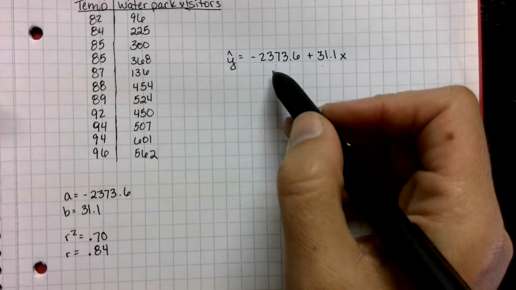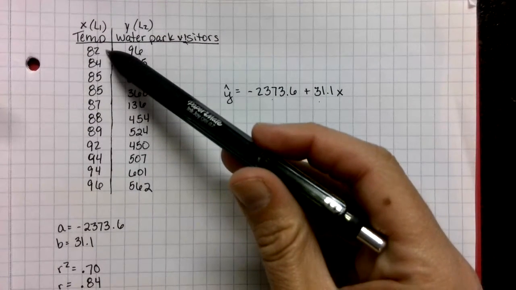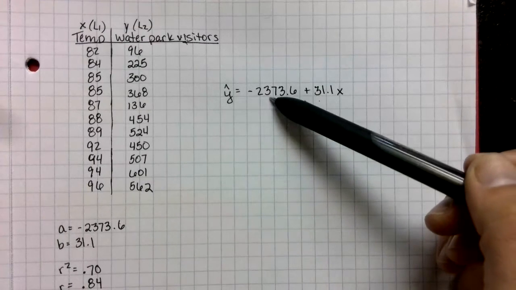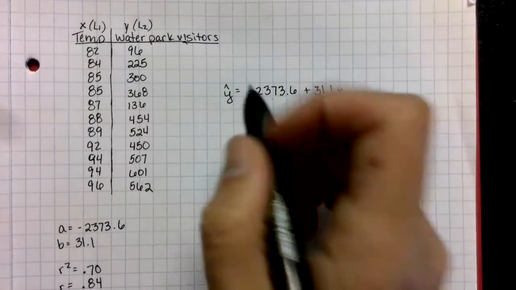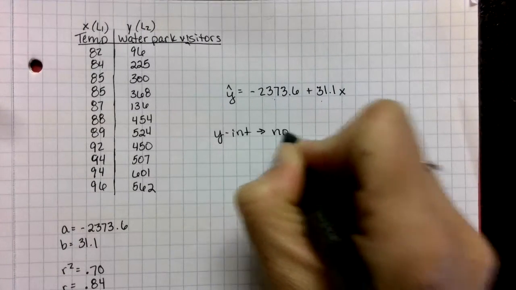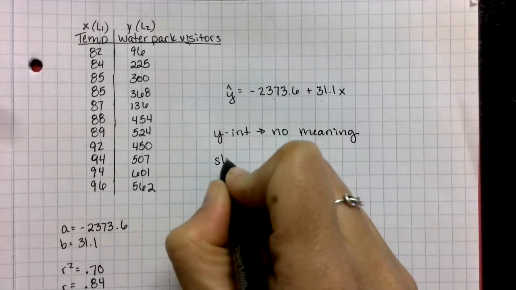Now, does our y-intercept mean anything in this case? Are we going to see a temperature of 0 where a water park's concerned? And can we have a negative number of people? So my y-intercept in this case has no important meaning for us.